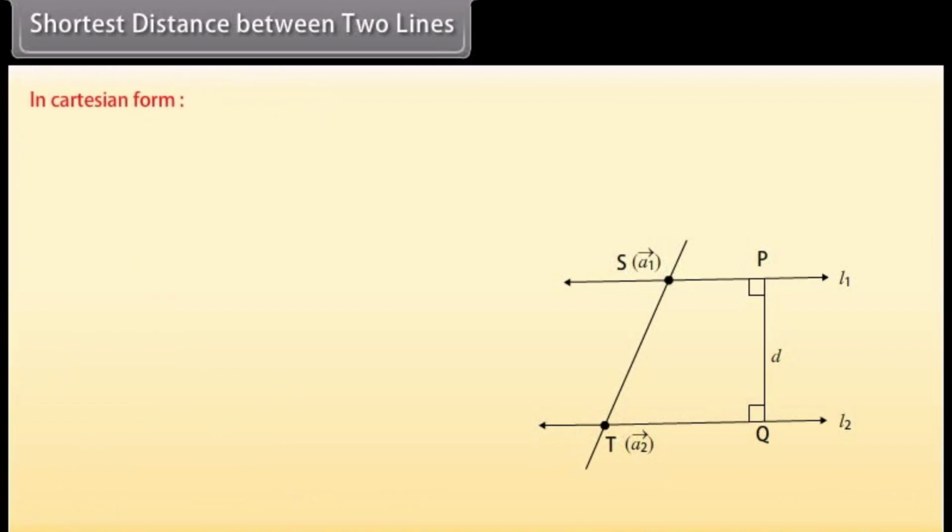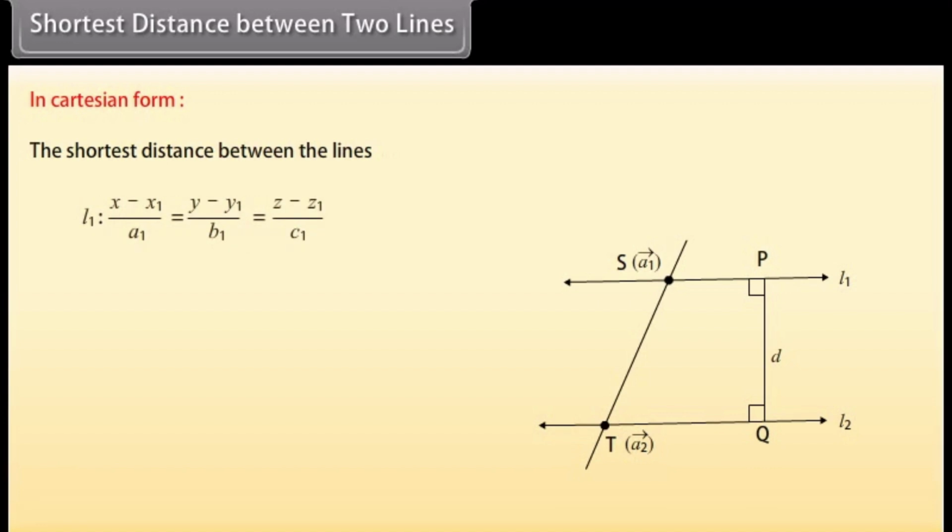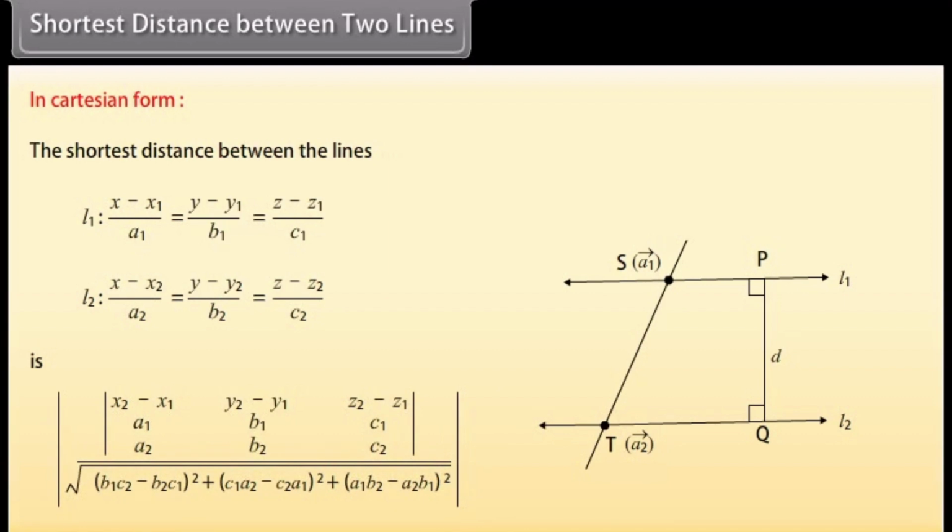In Cartesian form, the shortest distance between the lines L1: (x minus x1)/a1 equals (y minus y1)/b1 equals (z minus z1)/c1, and L2: (x minus x2)/a2 equals (y minus y2)/b2 equals (z minus z2)/c2, is the modulus of the determinant with first row x2 minus x1, y2 minus y1, z2 minus z1, second row a1, b1, c1, third row a2, b2, c2, divided by the square root of (b1 c2 minus b2 c1) squared plus (c1 a2 minus c2 a1) squared plus (a1 b2 minus a2 b1) squared.